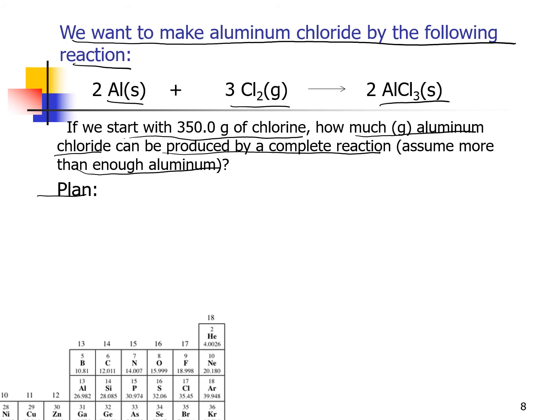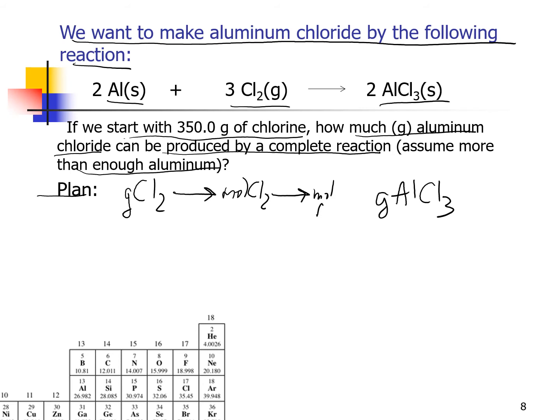You always start with what is given, which in this case is grams of chlorine, and what we're trying to find is grams of aluminum chloride. We can never go directly from grams of one compound to grams of a different compound. We always have to have that intermediate step of moles. So we can go from grams of chlorine to moles of chlorine, and then moles of chlorine to moles of aluminum chloride, and then moles of aluminum chloride to grams of aluminum chloride.